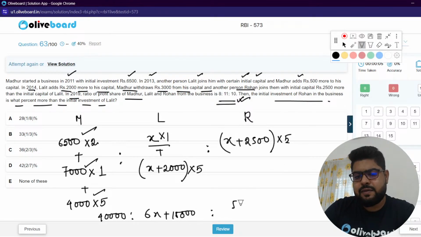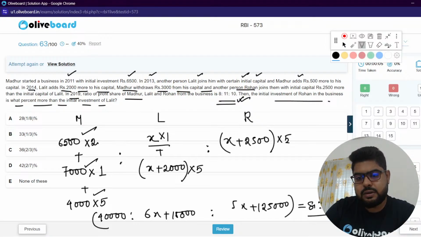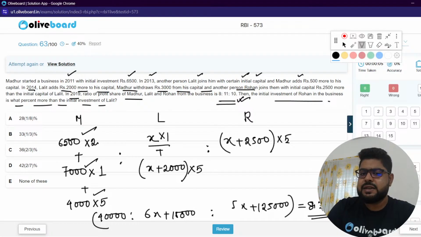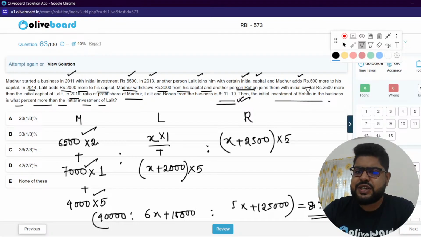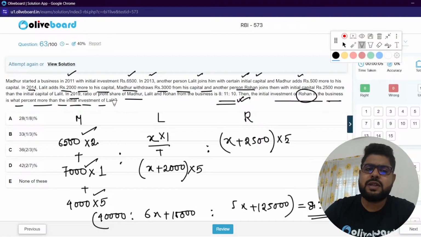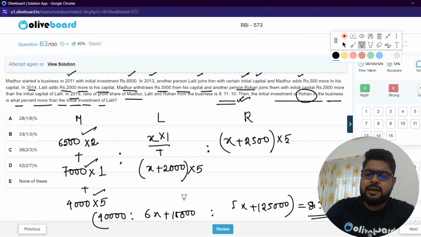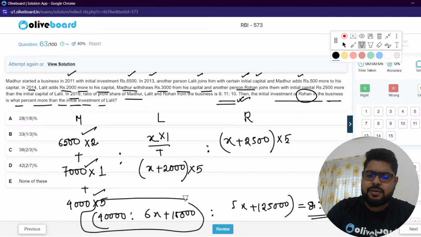So this is 5x plus 12,500. This is given as the ratio 8:11:10. This is exactly what is given. Now they are asking, the initial investment of Rohan in the business is what percentage of the initial investment of Lalit? But again, sir, figure out the value of x from these two.